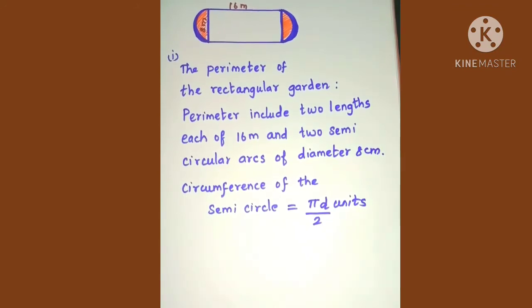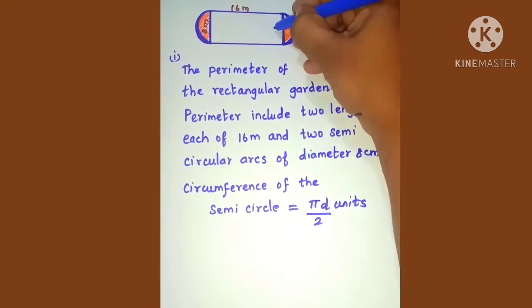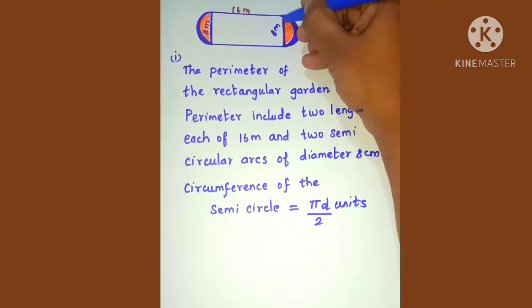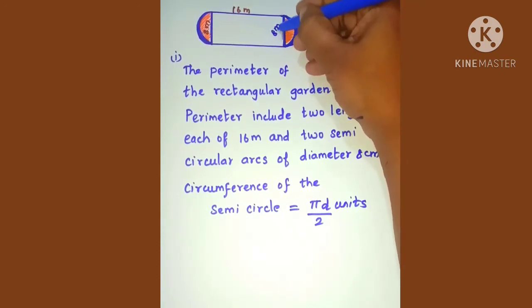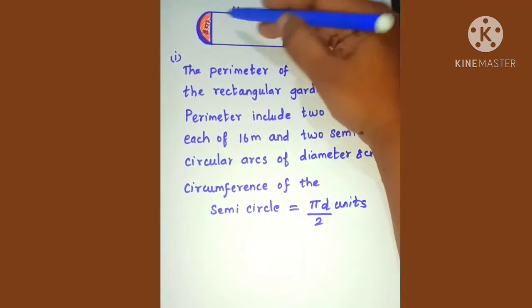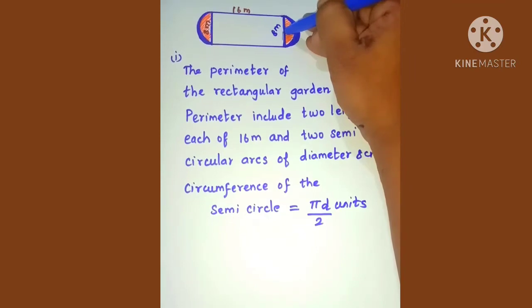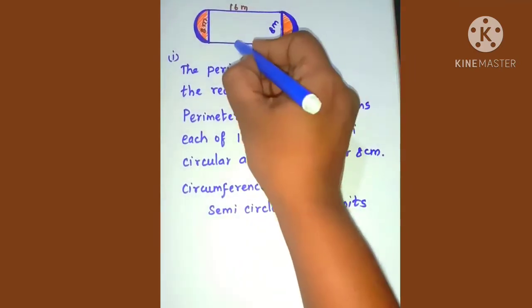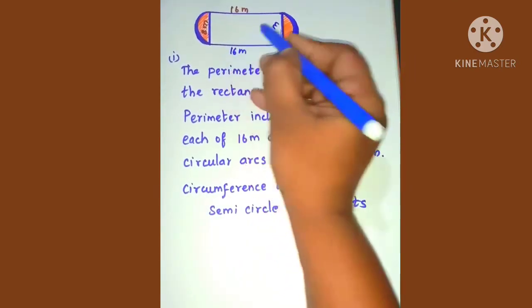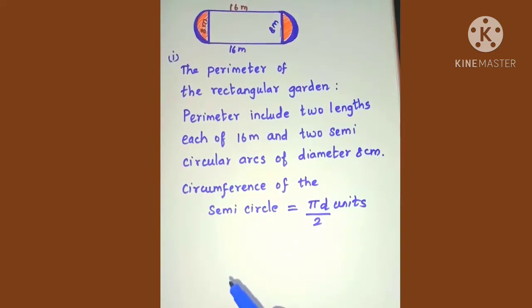And also students, here the diameter of the semicircle or breadth of the rectangle will be 8 meter. So because opposite sides are equal in the rectangle. So here it is 8 meter means here is also 8 meter. And here the length, this one is also 16 meter. So because the opposite sides are equal in rectangle.